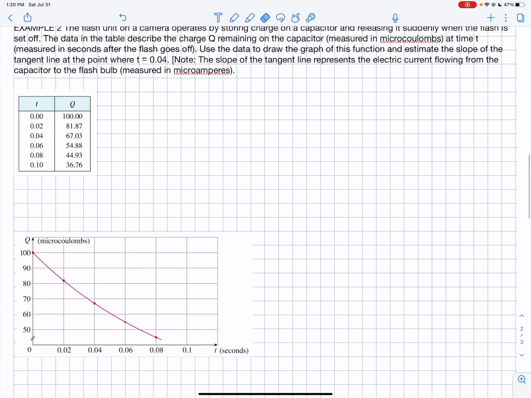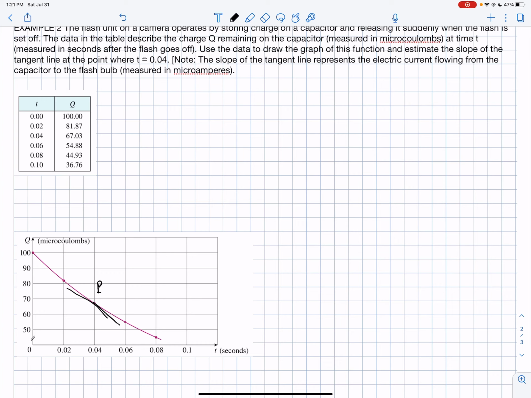Now, the question asks us about the point where t equals 0.04. So let's give a name for this point. Let's call this point P, and we can draw the tangent line. The question asks us to find the slope of the tangent line. So just like before, we will calculate the slope of the secant line and use it to approximate the slope of the tangent line.